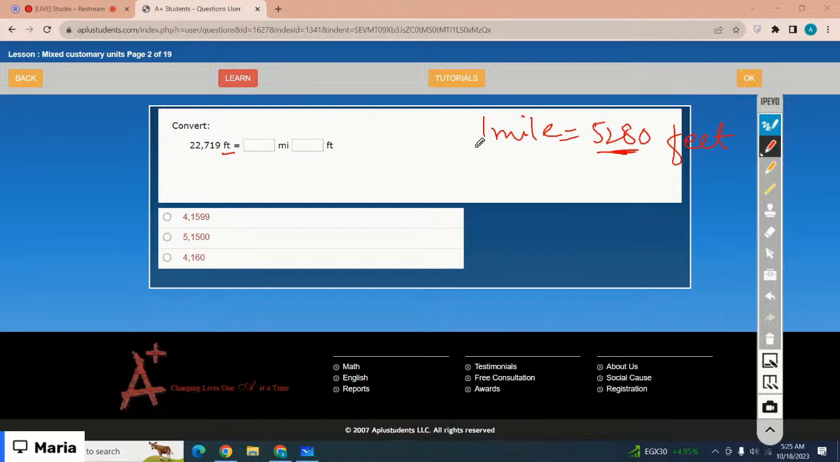When you divide, that would be 4 miles, because 5,280 times 4 is 21,120. The remainder, 22,719 minus 21,120, would be 1,599 feet. Got it? The correct option is option number 1, that is 4 miles and 1,599 feet.